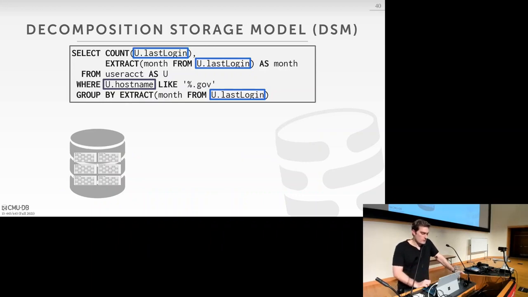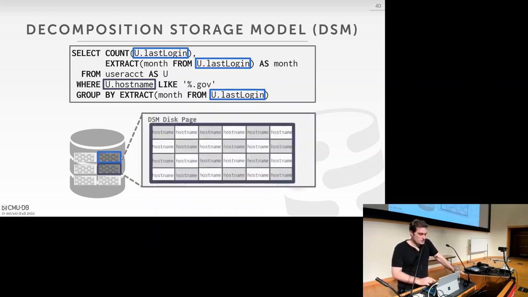So now, going back to this query, we only need the host name and the last login. We don't need any of the other attributes from the table. So we can just go and get the pages that specifically correspond to those two columns. We don't have to worry about the other columns. We don't have any wasted bandwidth. We can just go get those specific pages that we need for those columns.